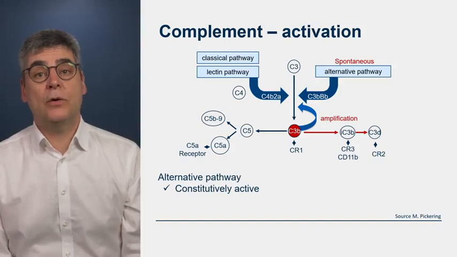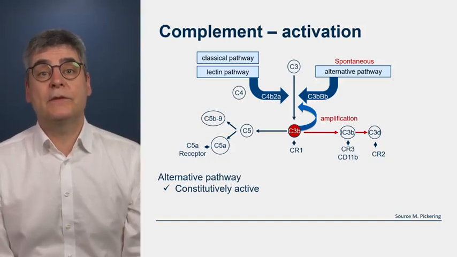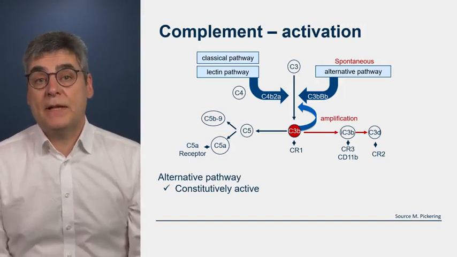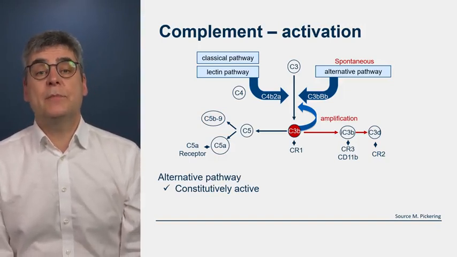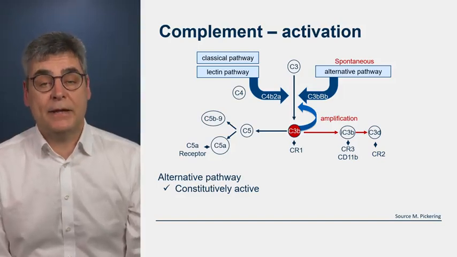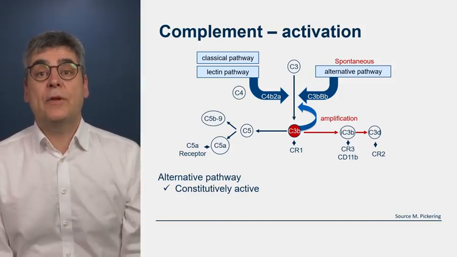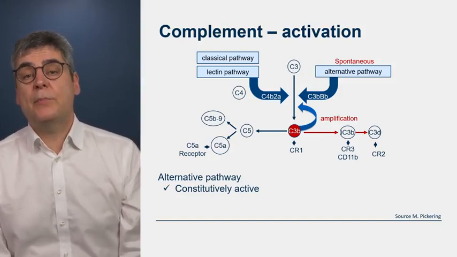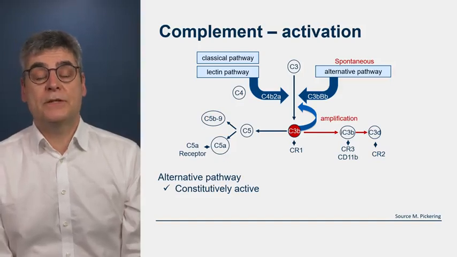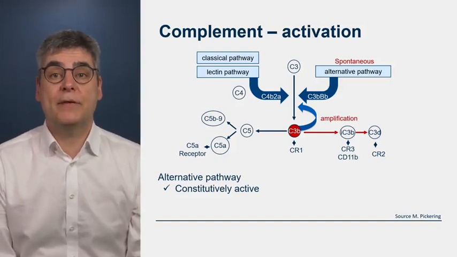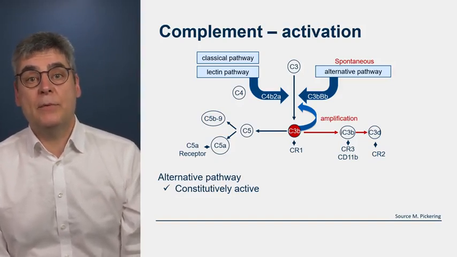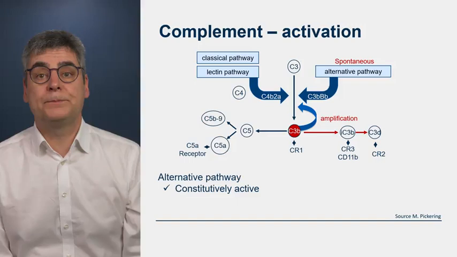So activation of all three pathways results in the generation of C3 convertases. These cleave C3, generating fragments termed C3a, an anaphylatoxin, and C3b, an opsonin. Rapid amplification of C3b is achieved through a positive feedback loop, termed the C3b amplification loop. This can generate millions of C3b molecules within minutes.